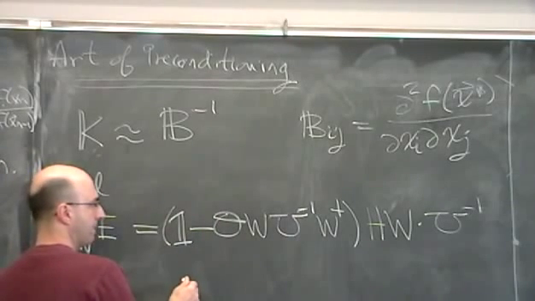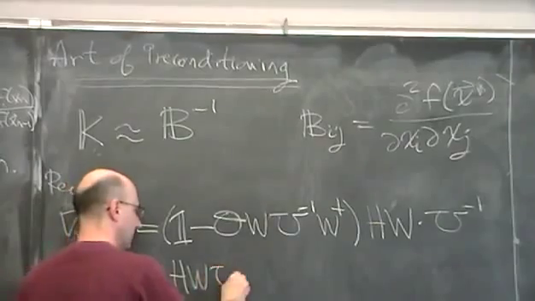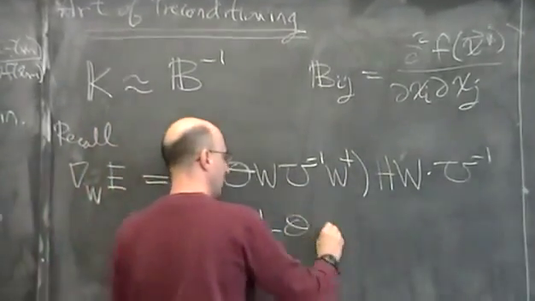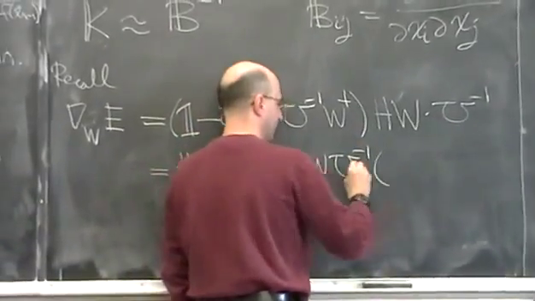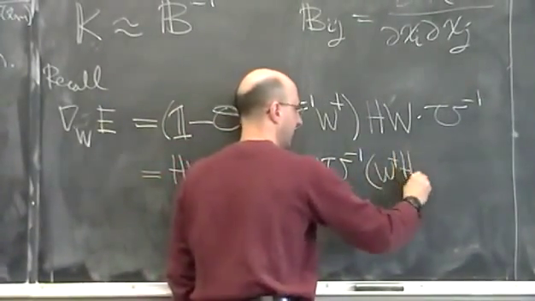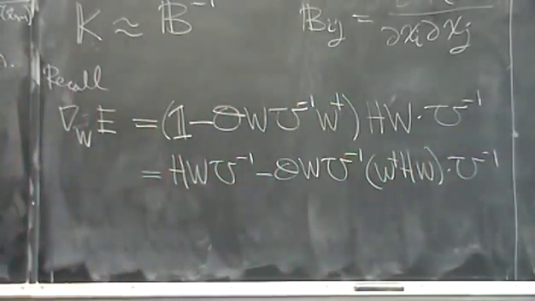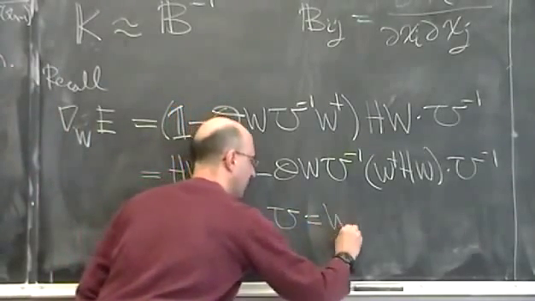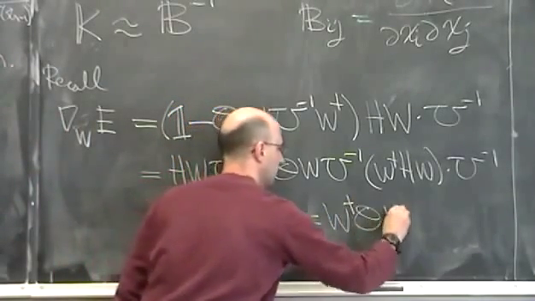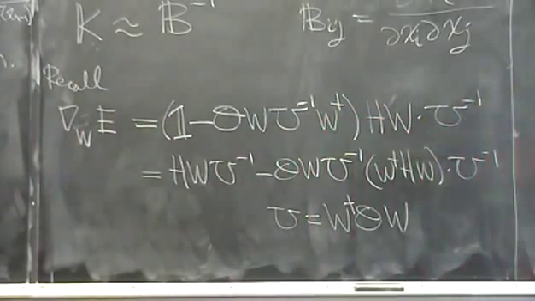It might be nice to write out the different pieces. So there's H W U inverse minus O W U inverse, and then another matrix, W dagger H W, multiplying another U inverse like that. And if you recall, U was the overlap between our wave functions, W dagger O W like that.